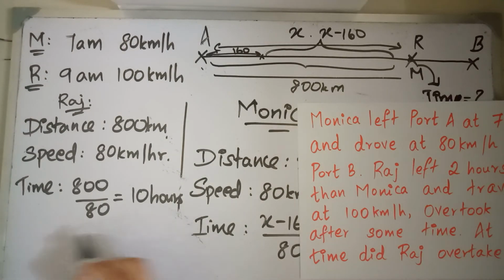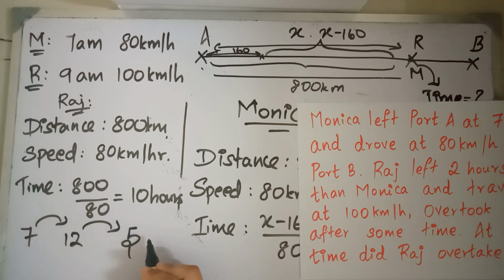So 10 hours. She starts at 7. So if she starts at 7 o'clock, the time which she will take is 5 hours to 12, another 5 hours to 5 o'clock. So they will meet at 5.